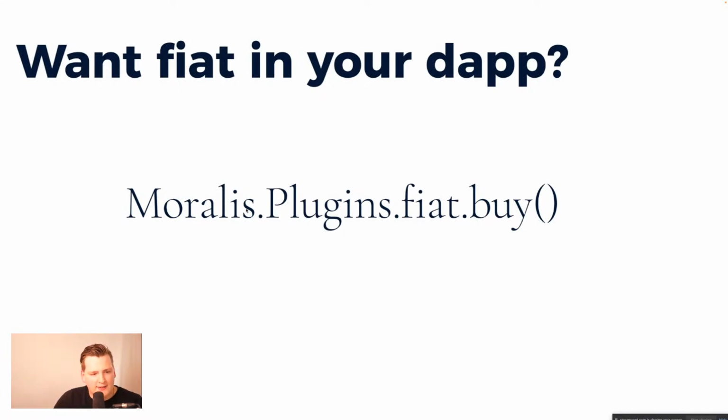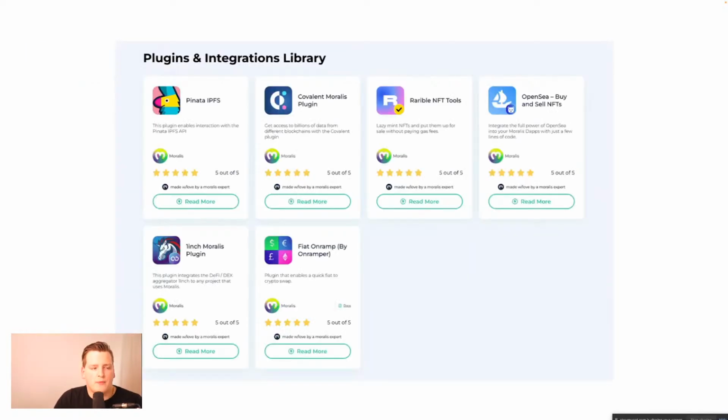You write moralis.plugins.fiat.buy and instantly you have a pop-up in your dApp where your users can now buy crypto. They can buy different tokens with fiat. How does it work? Because of plugins. So Moralis is heavily focused on plugins, whether it is the fiat on-ramp or 1-inch integration.